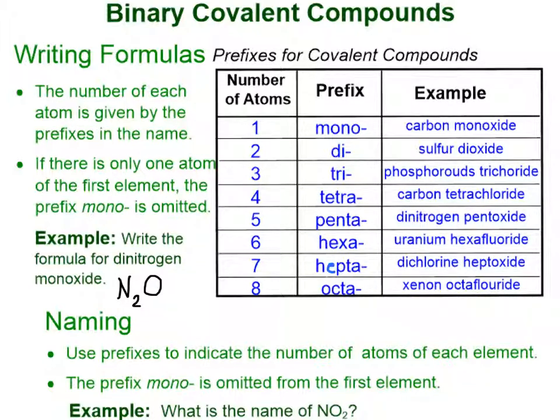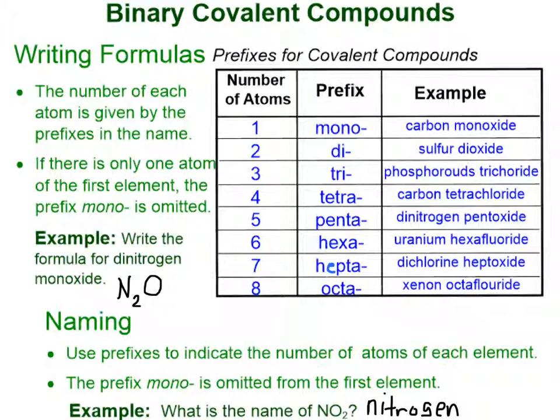Now, how do we come up with our own names for these? It's just the reverse. We use the prefixes to indicate the number of atoms of each element. And remember to omit mono if there is only one of the first element. Let's try an example. What is the name of this compound? Well, there is only one nitrogen, and it's the first element. So I'm just going to say nitrogen.